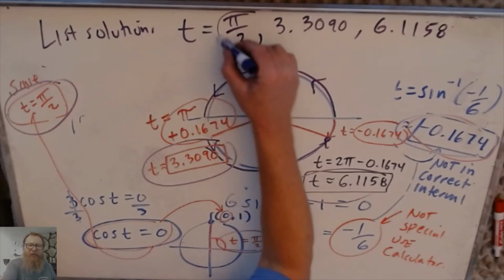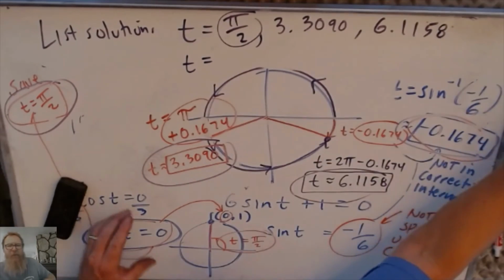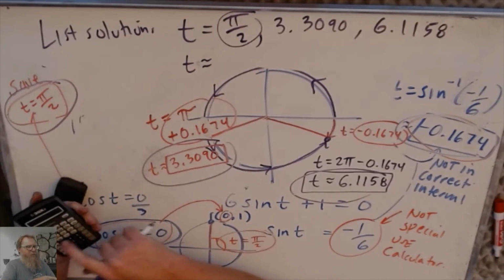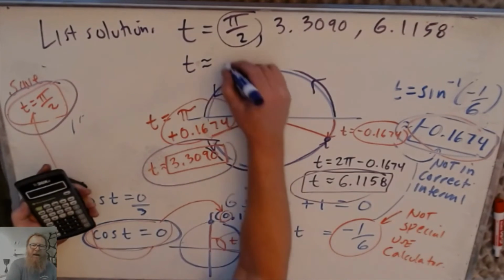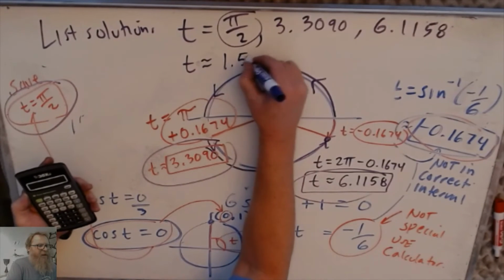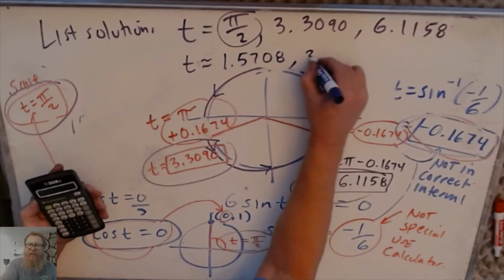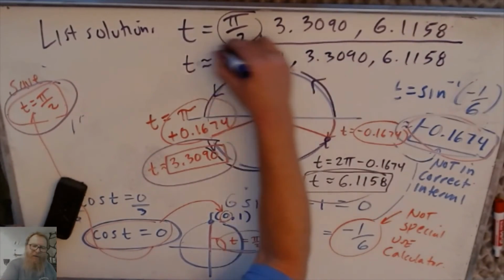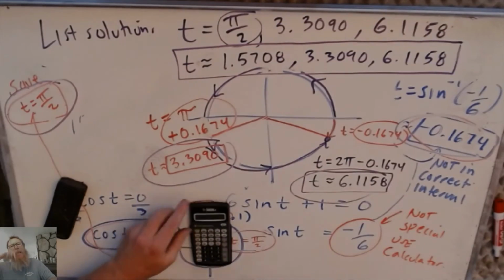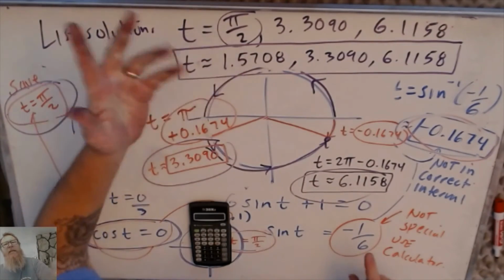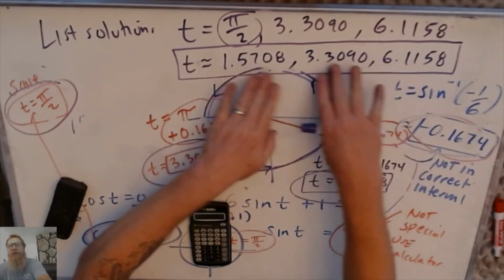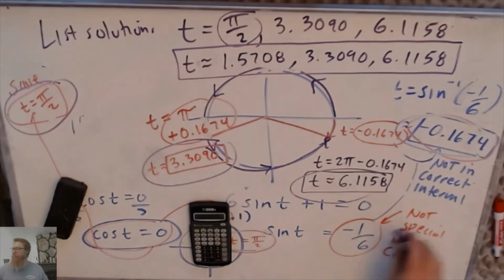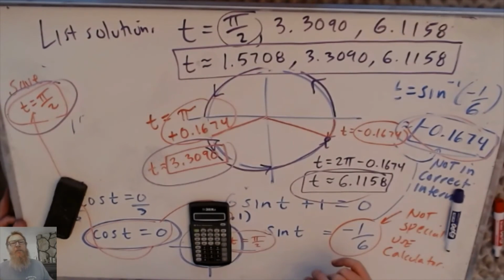You could actually turn pi over 2 into a decimal as well if you really wanted to make them all approximations. Pi divided by 2 is about 1.5708, 3.3090, and 6.1158. I'm not telling you that you have to do that. It might look weird having one of them be exact and the rest of them be approximate. So if the question says give me decimals, then just give me decimals for all of them, and there you go. So those are your 3 solutions for T.